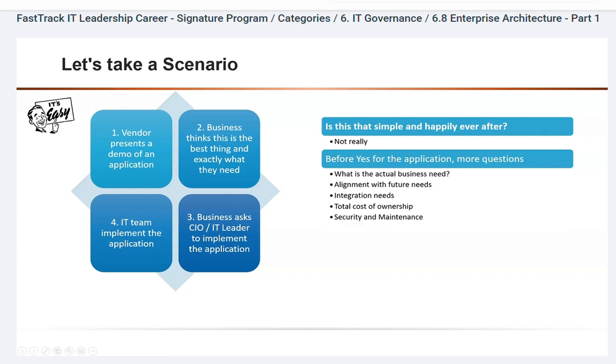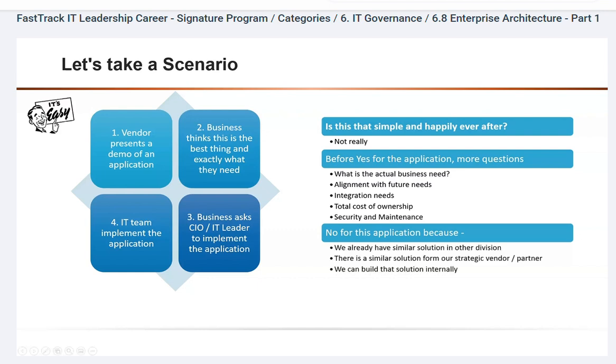Let's say there is another path. The team can say no, we are not going to implement this application because we already have a similar solution in another division. So there's no point in duplicating the efforts by having this new application. And there is a similar solution from our strategic vendor. Well, we don't have the application inside the company, but the same solution is available from a strategic vendor. It may not make much sense if you see, oh, both are vendors, right? Why do we need to go for the strategic vendor?